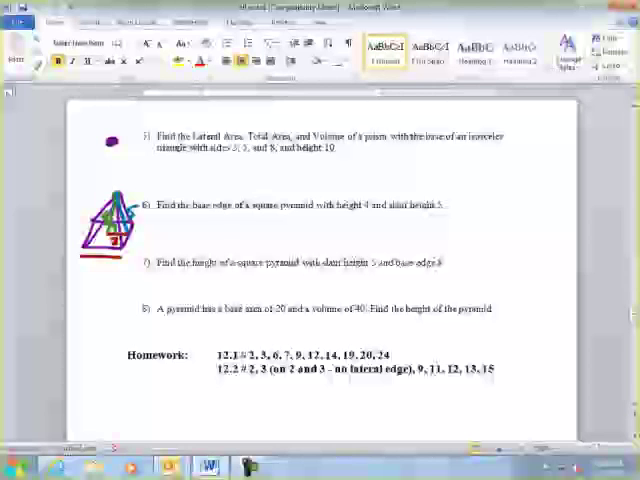Now, if from the middle, where the height hits, out to the edge is 3, how long should it be for a whole side of that square? 6. So our base edge in this is 6. That's all this question asked for, but the homework is going to ask you to do some other things, so we're going to do some other things for practice here too for the homework. So we're also going to find lateral area, total area, and volume of this pyramid.